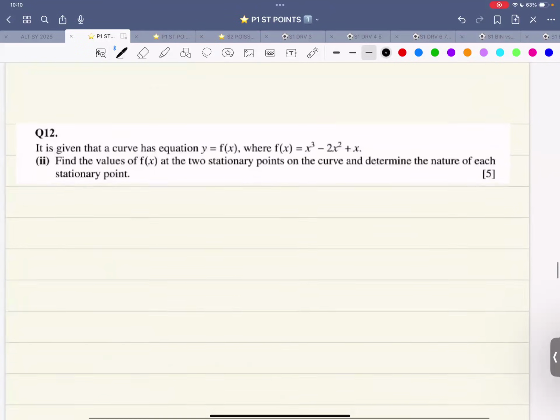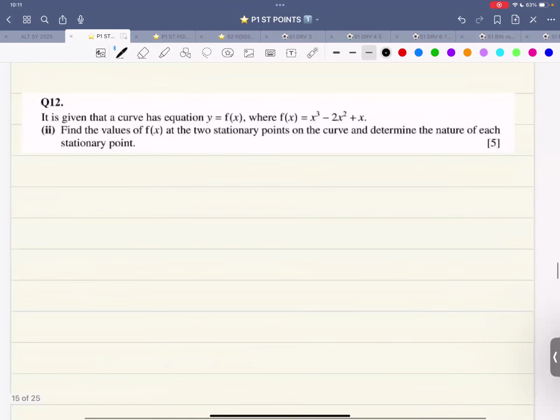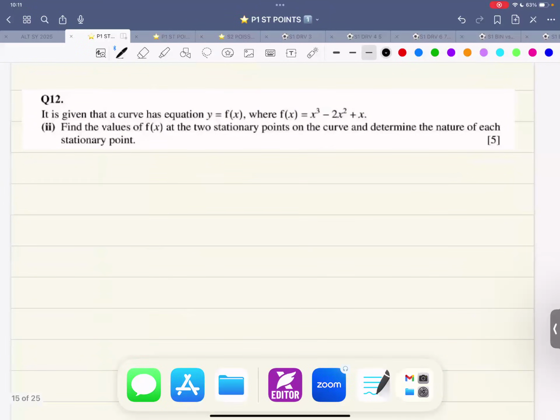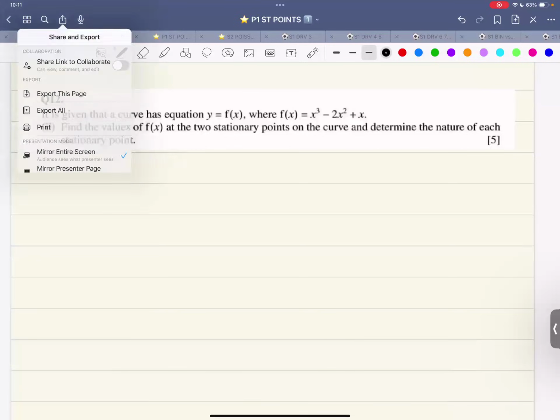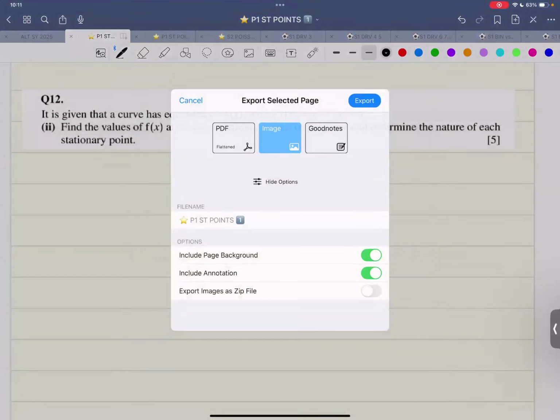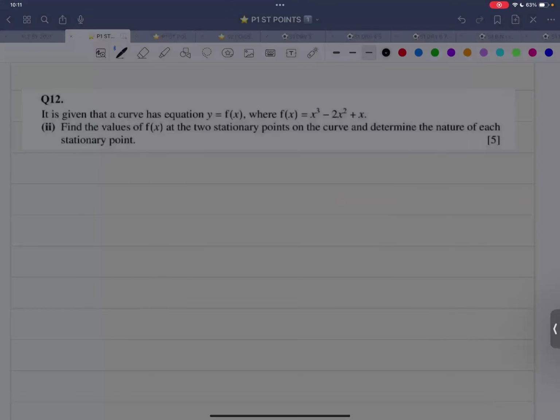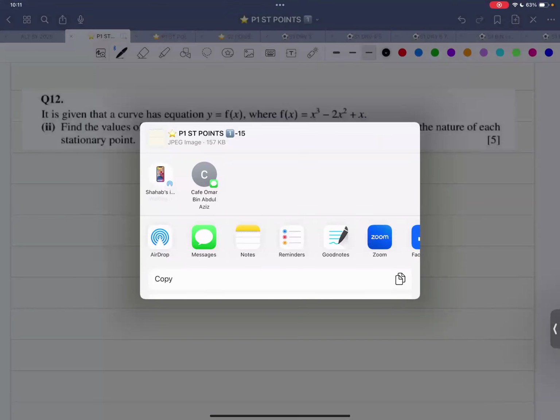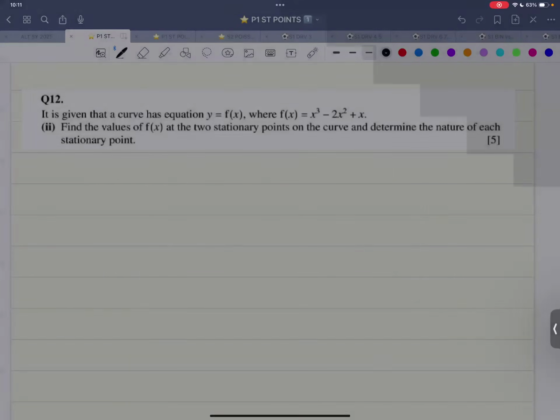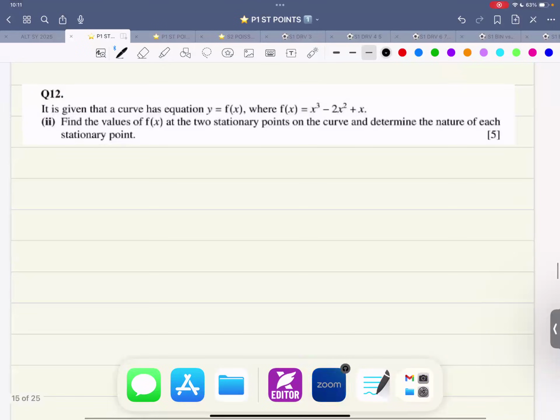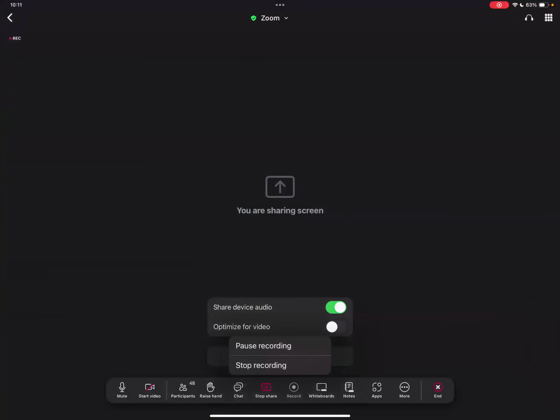Now, this one, I would like you people to try it out. That is question number 12. Try out question number 12, and let me just share this particular page with you so that I can just readjust the orientation of this particular document, and just check your WhatsApp. Let me just pause the recording first.